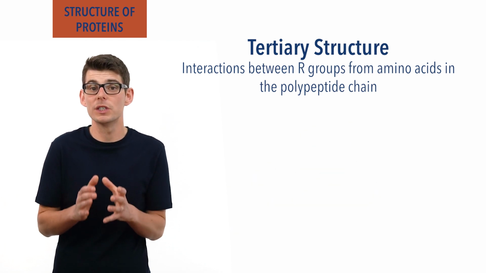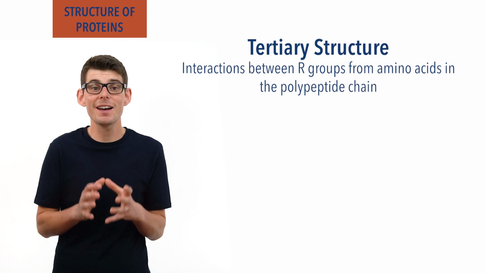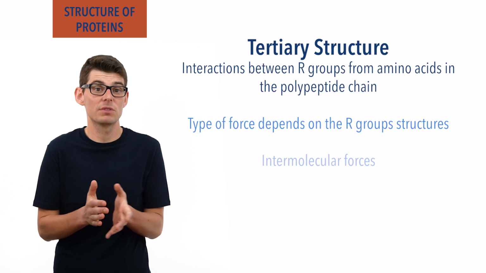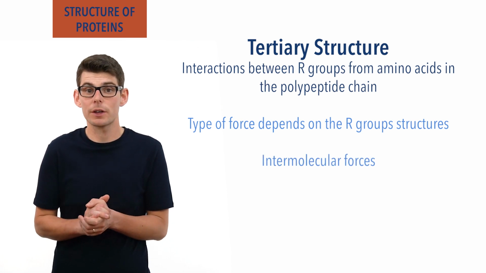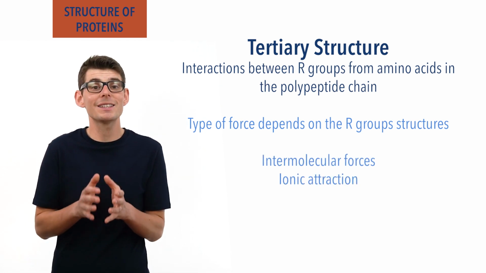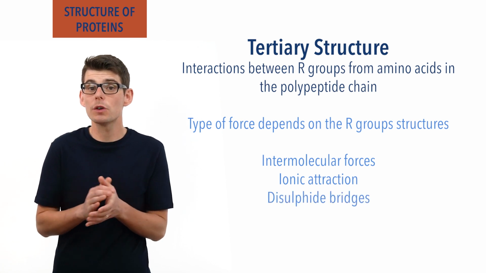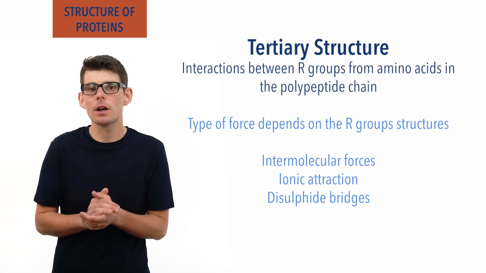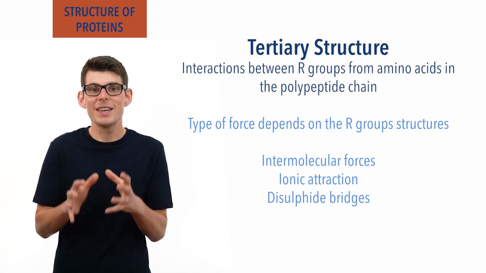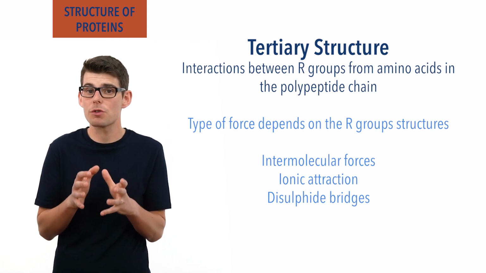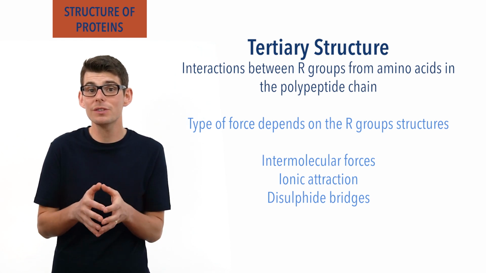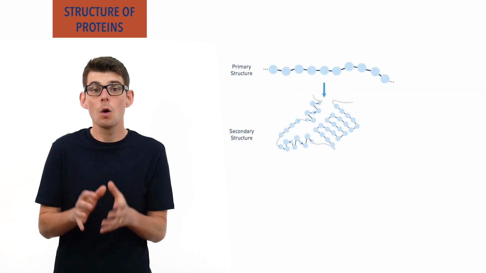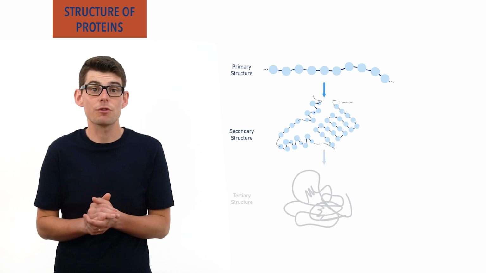The types of forces that form between R groups depend entirely on the R group's specific structure, and these can include intermolecular forces, such as hydrogen bonding and van der Waals interactions, ionic attraction, and disulfide bridges, where 2 sulfur atoms from different R groups can bond together. As only certain R groups experience attraction to each other, the exact folding that occurs in the tertiary structure of a protein is based on the positions and orientations of R groups, meaning the primary and secondary structure will ultimately determine the tertiary structure that arises.